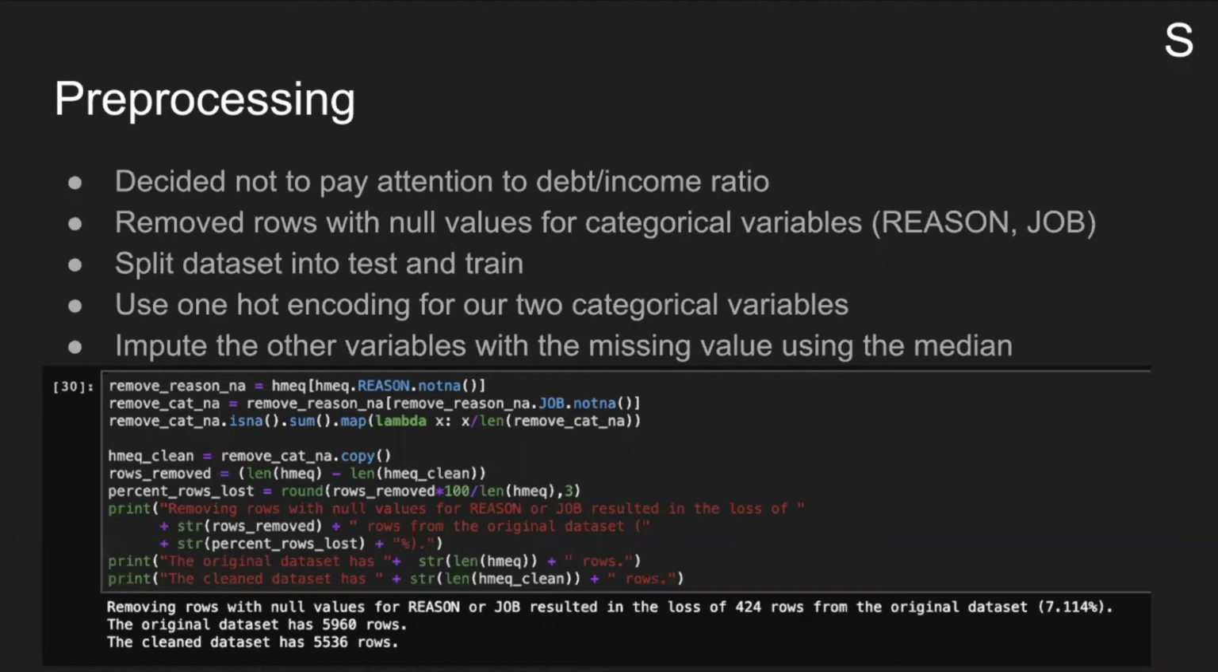Once we did that, we split our data set into testing and training, encoded the categorical variables with a one-hot encoder, and imputed the quantitative ones with the median.